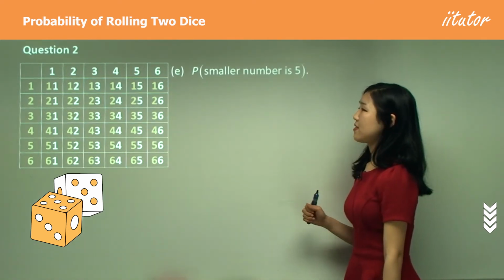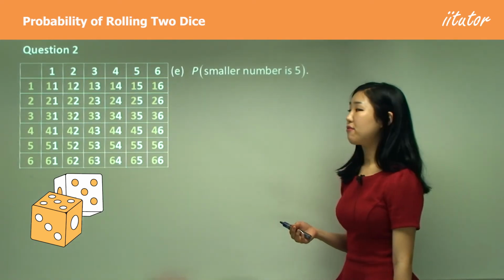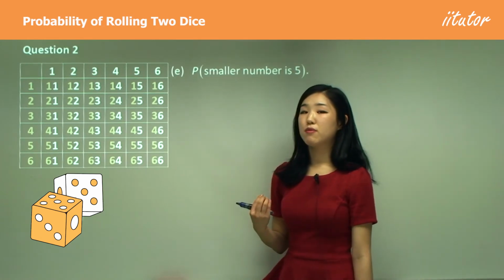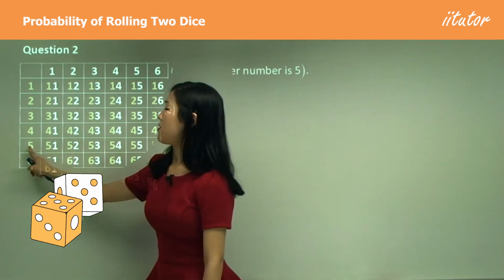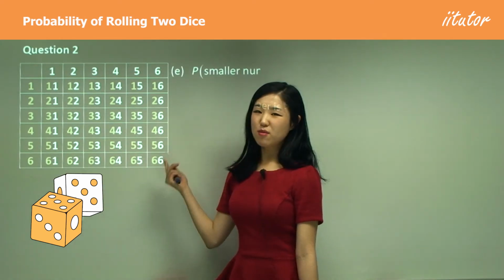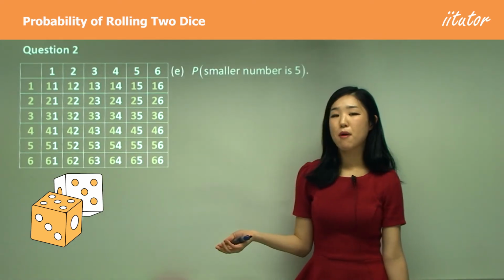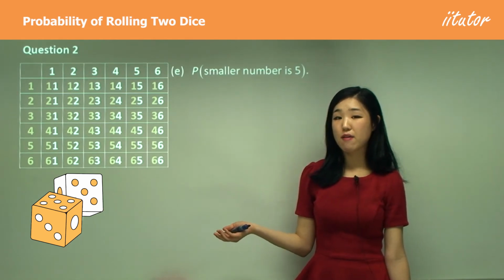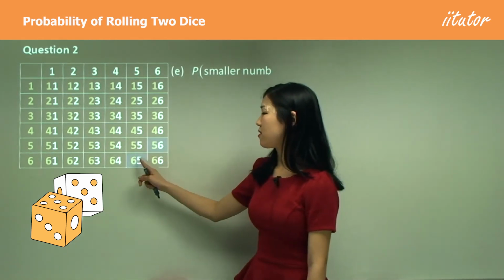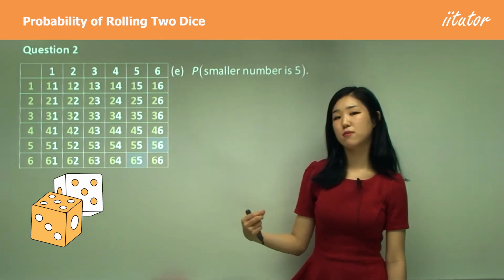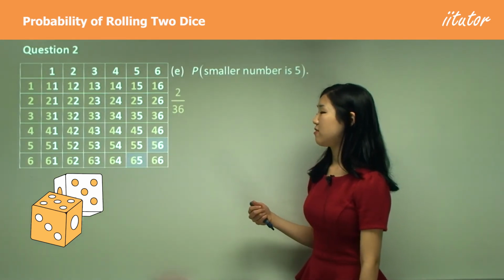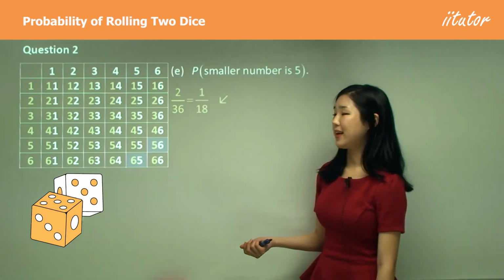The probability that the smaller number is 5. Now, I want the smaller number to be 5, so we look at this column here and this row here that has 5. But this was easy. 5 is the second greatest number, and the only number that's greater than 5 is 6. So it must be just these two. And in these two boxes, 5 is the smaller number. So therefore, it's just 2 out of 36, which is 1 on 18.